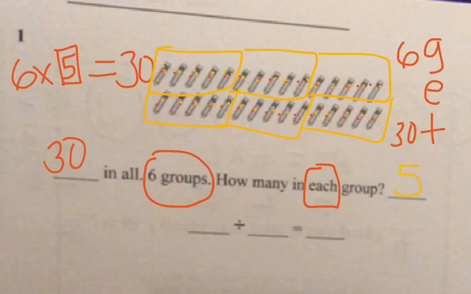So then I need to write out my number sentence. Because this is division, you always start with a larger number. So I have 30 pencils. I'm going to divide them into 6 groups with 5 inside each group. So this is the same way you're going to do the rest of the questions for division 2B.